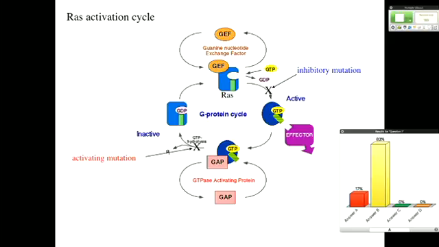Anyone else? Yeah. I chose activating because once you stop the GTP hydrolysis, it will always stay active, and then the effector, well, it also depends on the function of the effector actually. If the effector affects the growth, then that will make it proliferate.